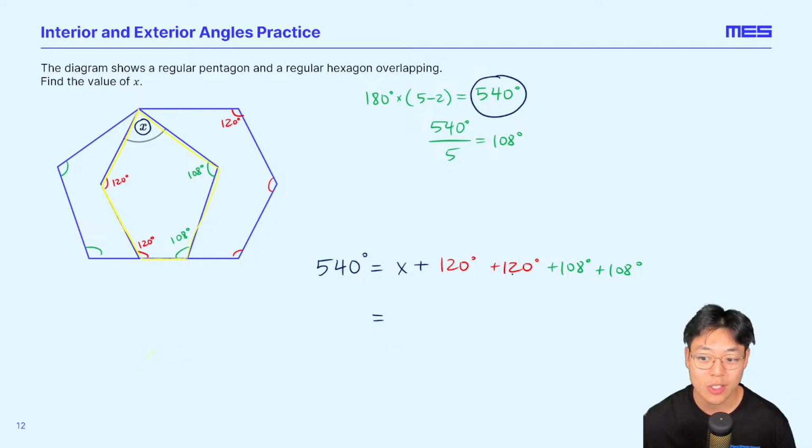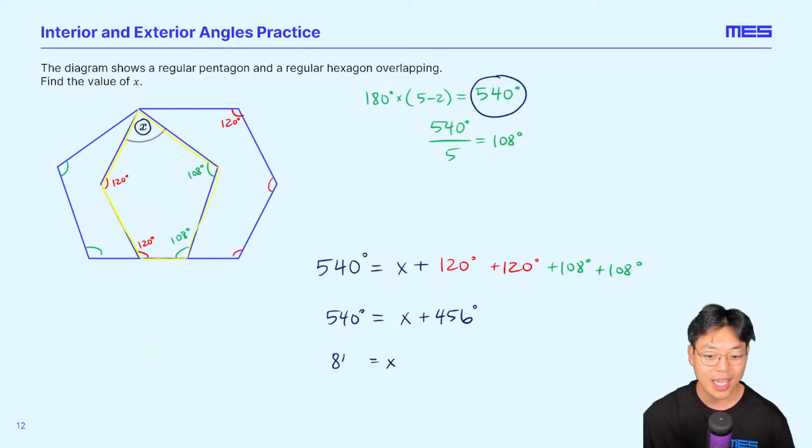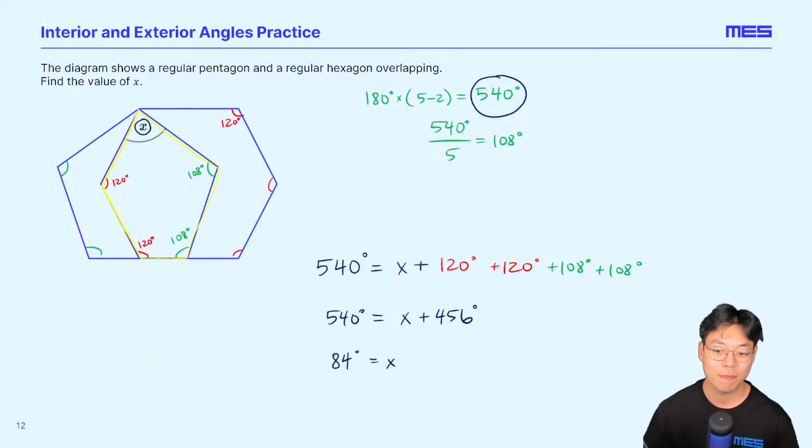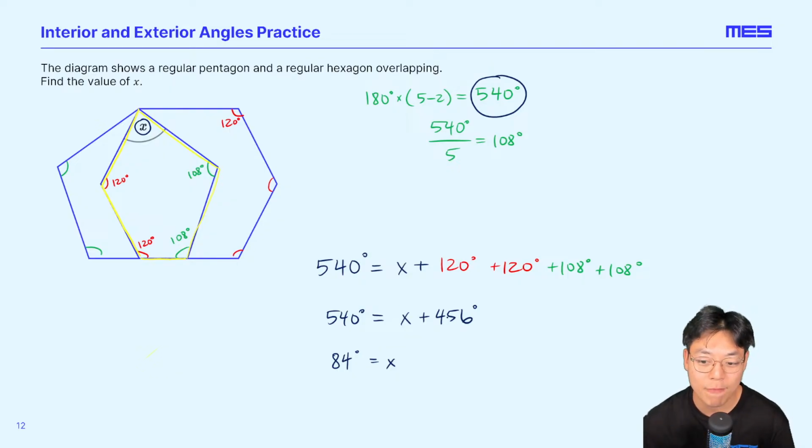120 plus 120 is 240. 108 plus 108 is 216. So we get, as Daniel said, 456. And Chiyoung already got the answer. So did Madison and Daniel. 540. Don't forget our degrees. And so x is equivalent to 84 degrees. It takes 44 to get from 456 to 500, and then we tack on that 40 to get 84 degrees.